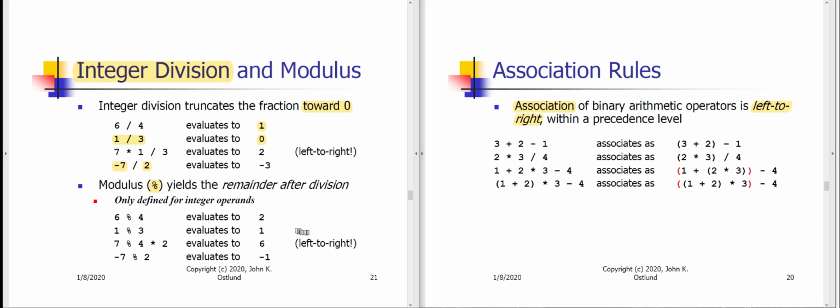The modulus operator, as you would expect, gives you the remainder after division. However, in C++, this is only defined for integers. You can't use modulus on floating point numbers.